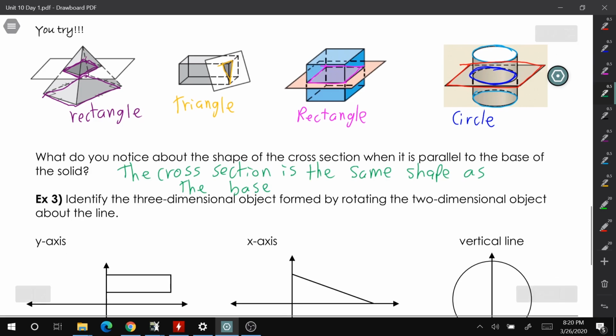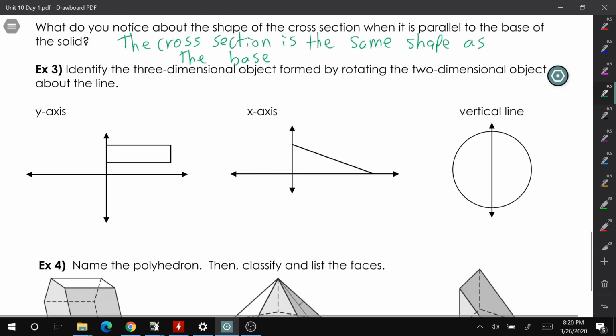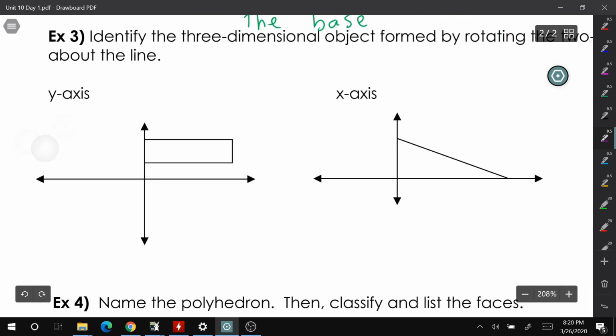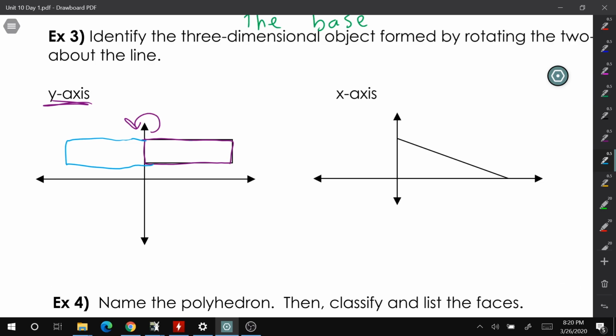Alright, now let's look at example number 3. Identify the three-dimensional object formed by rotating the two-dimensional object about the line. So we have this shape here, this rectangle, and you're rotating it over the y-axis, so it's going to rotate like this, and it's going to come over here and extend. So if you can picture this shape spinning around the y-axis, it will give us a cylinder.